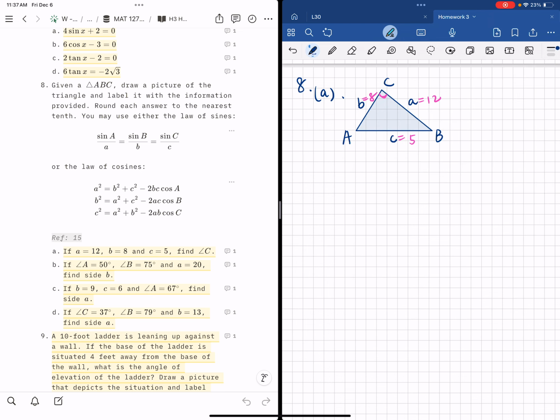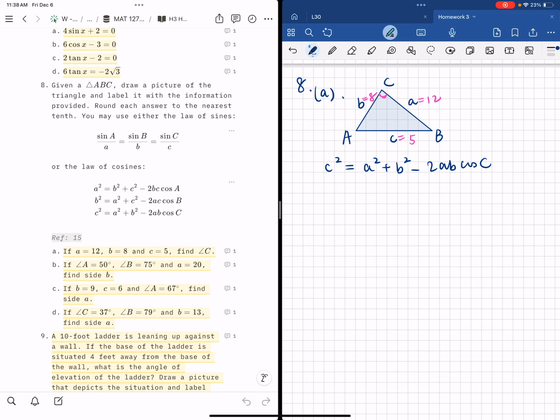So I'm going to write down one of the 3 equations from the law of cosines. So which one should you use, you might ask. It depends on the angle that you're looking at. So we're looking at angle C. That means I'm going to use the 3rd equation. Let's write it down. C squared equals A squared plus B squared minus 2AB times cosine of C. So this will be the one that you use.